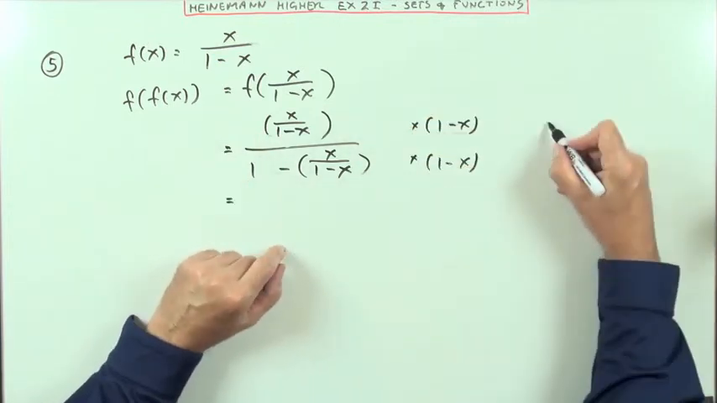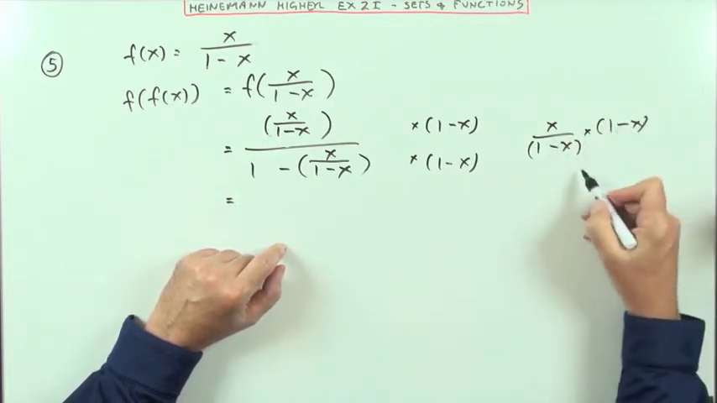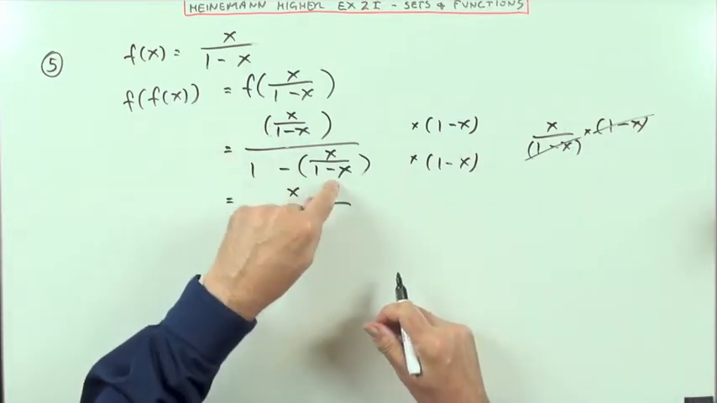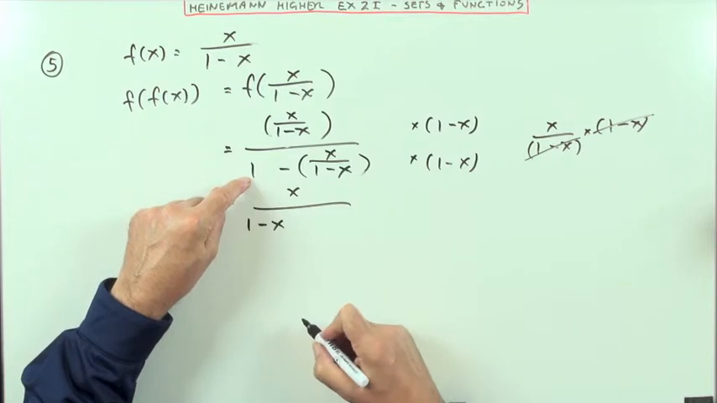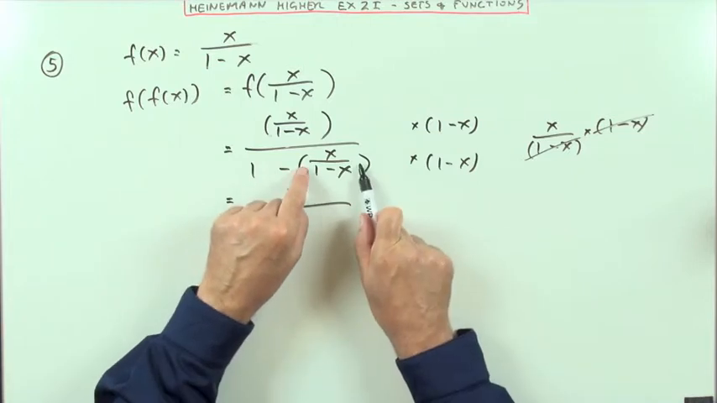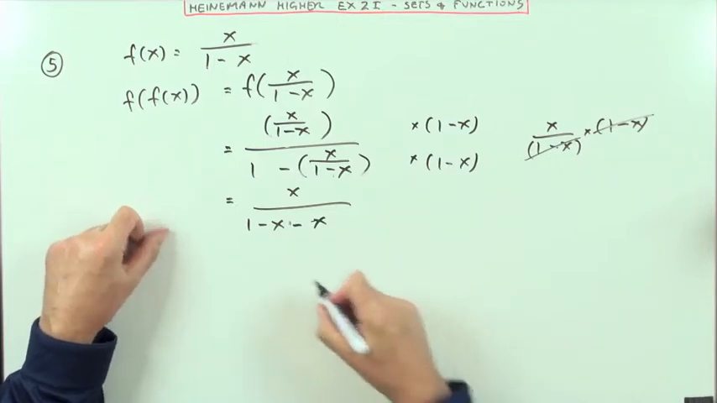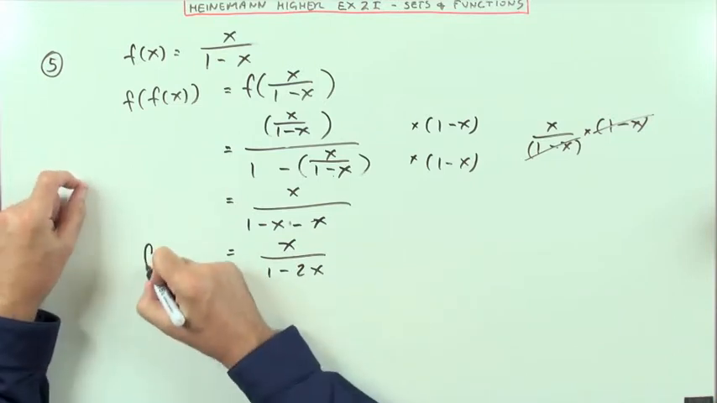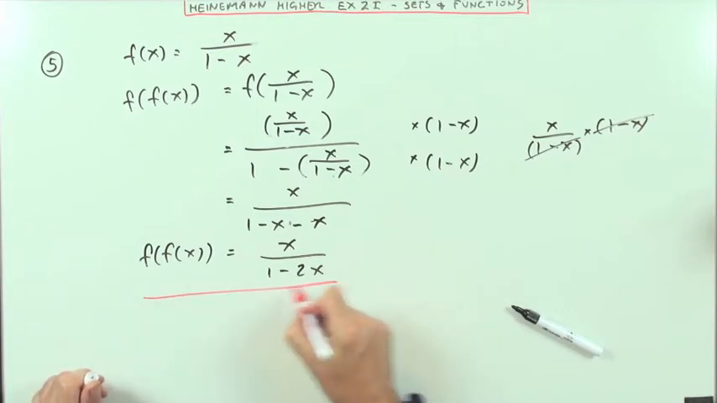So what you've got for the top is x over 1 minus x multiplied by 1 minus x, which will obviously divide out. That was the whole point, leaving you just x. There are 3 terms on the bottom. 1 minus x times 1 will just give you 1 minus x. You could put it in a courtesy bracket if you like, it's not necessary. Minus, and then it's the same again here. This multiplied by 1 minus x is just going to give you x. So altogether you've got x over 1 minus 2x. That would be it. The function acting on itself would be x over 1 minus 2x.